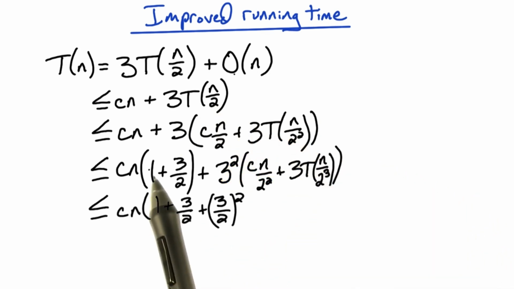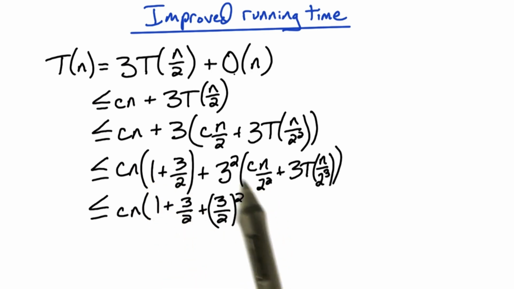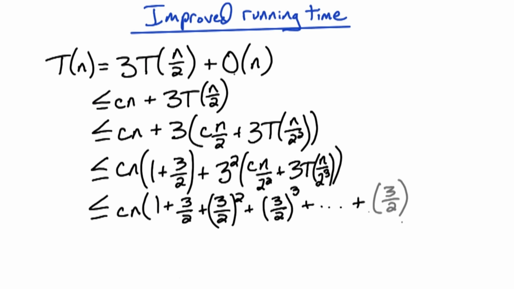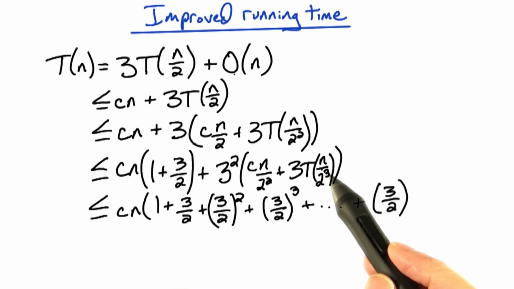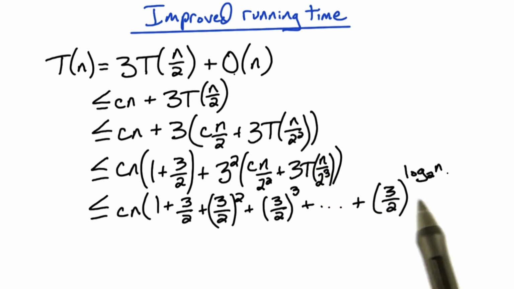Collecting terms, we have c times n times 1 plus 3 halves plus 3 over 2 squared. The next term is going to be 3 halves cubed, and so on. We're going to get this geometric series. How many terms in this geometric series? What's the last exponent? We're going to keep going until this term is a constant. So there's going to be log base 2 n terms.